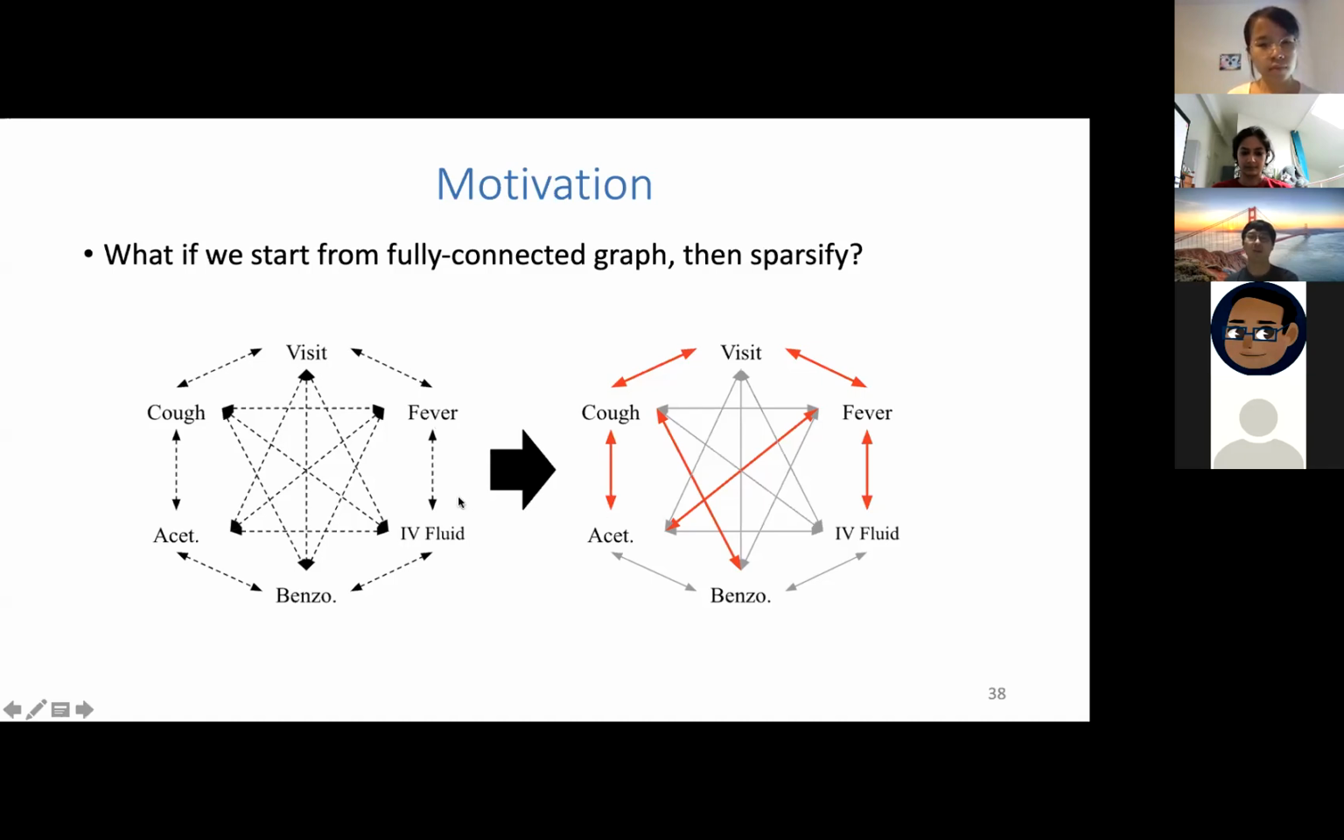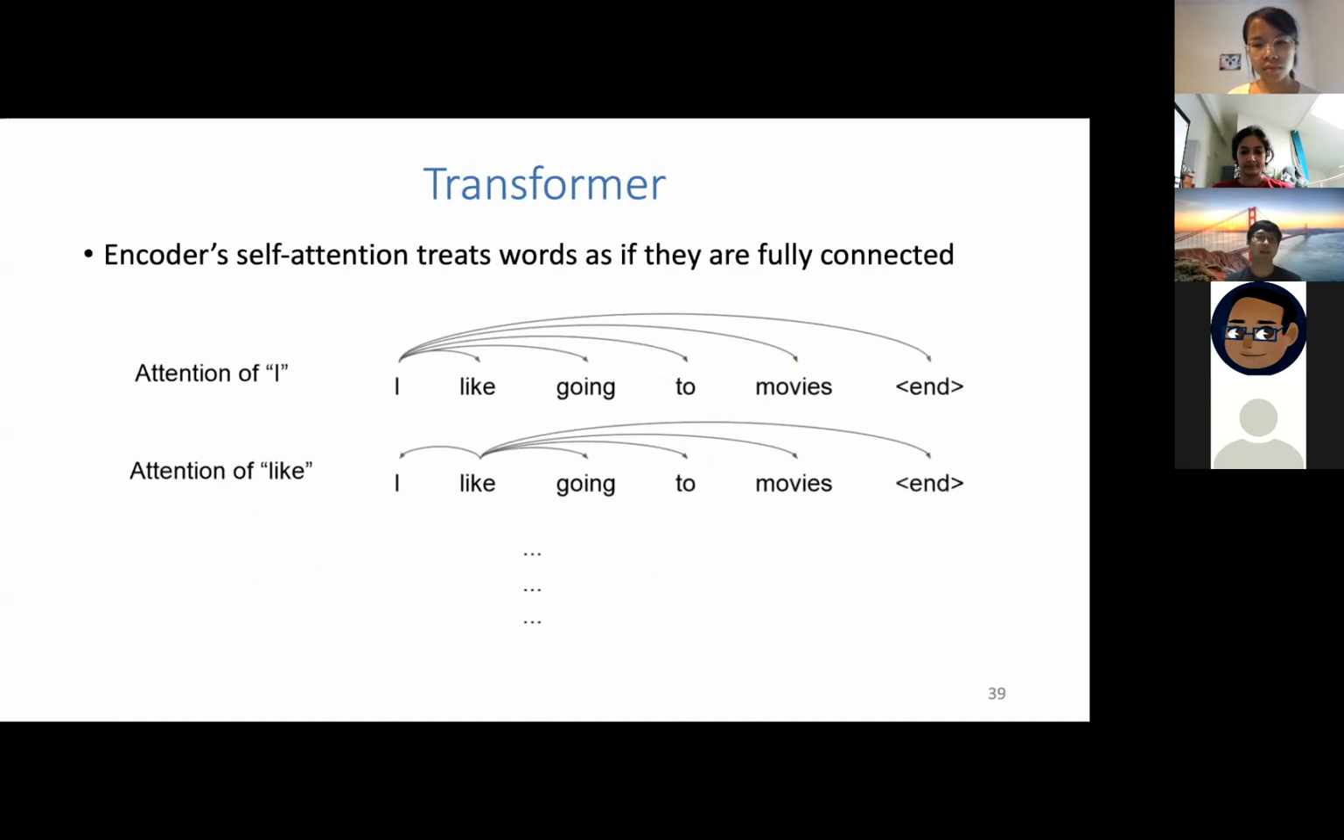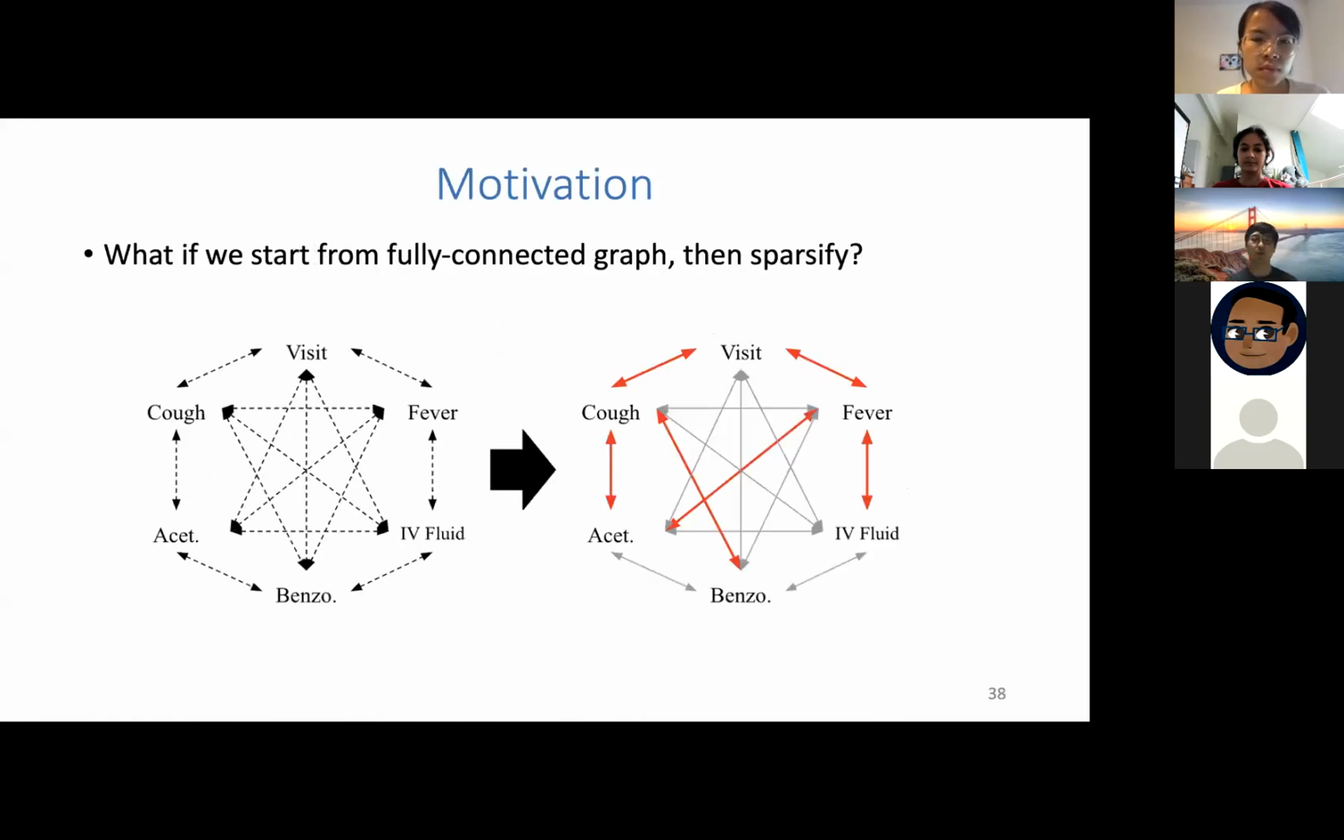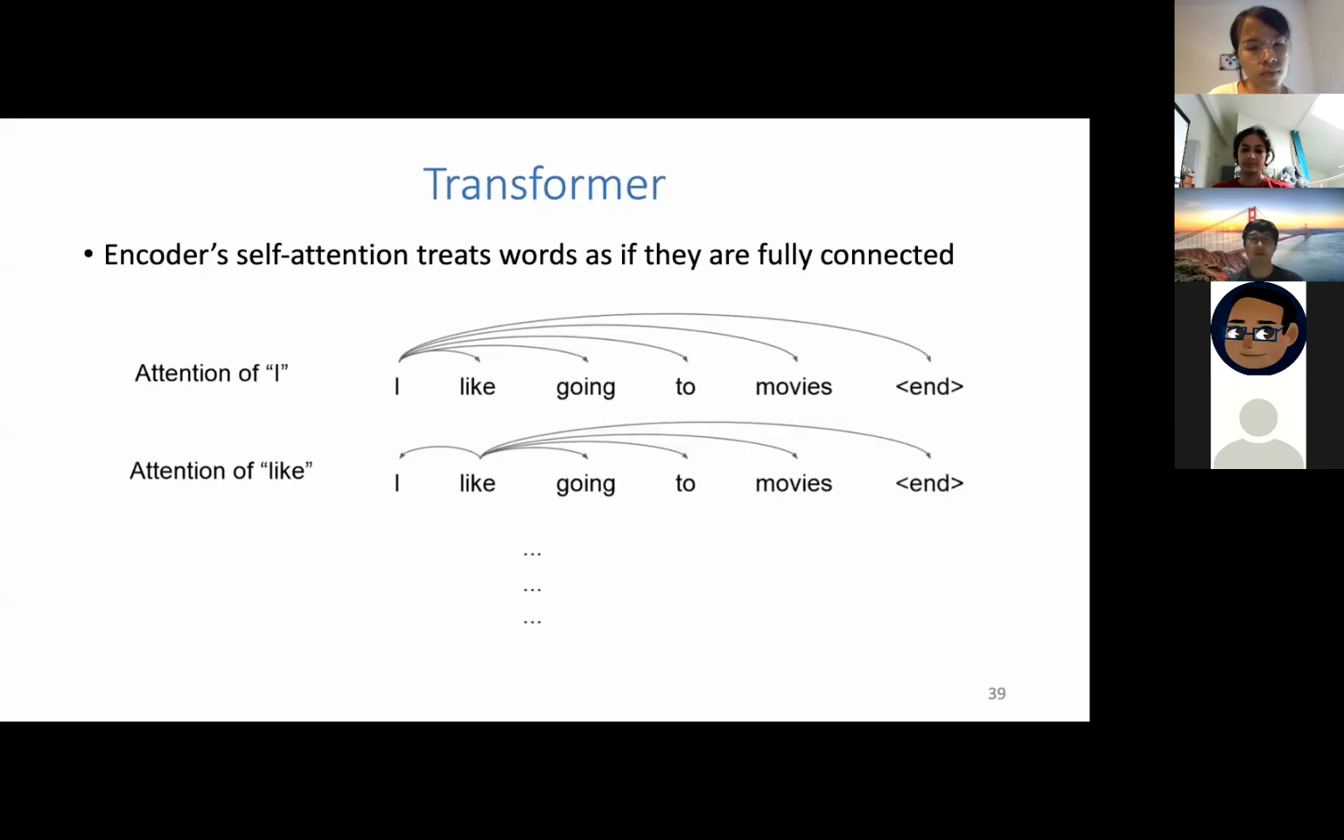So this is the basic idea. And when we thought about this idea, I spent some time imagining how we would do this, starting with a fully connected graph and then sparsify. I was trying to think of a way to do this as cleverly as possible. And then I thought about the self-attention mechanism from the transformer.